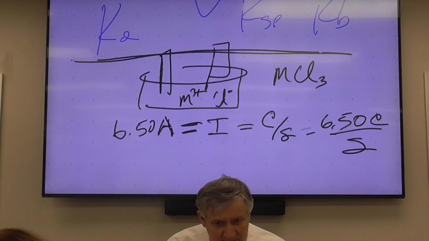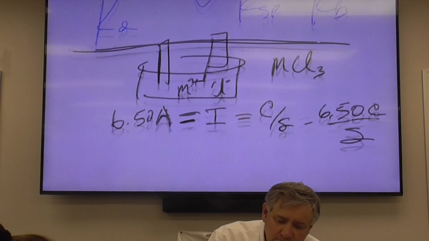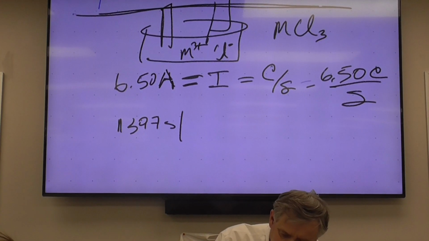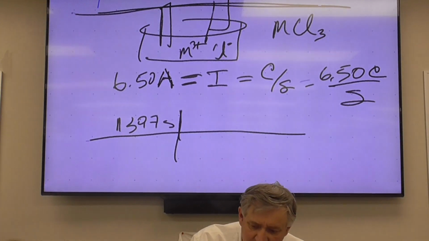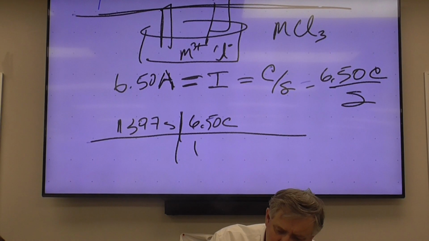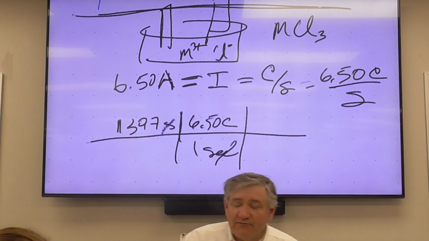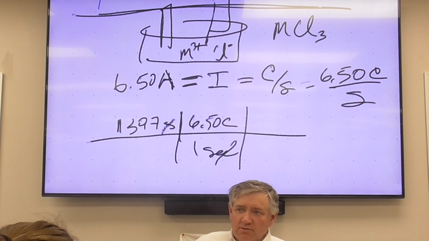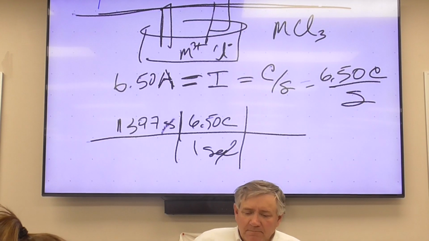Now, you're going to run this for 1,397 seconds. So part of this is, where do you even start? I'd start with the 1,397 seconds, okay? And the reason I'm going to start with that is because I know this is coulombs per second. Okay, cool. That's 6.5 coulombs per 1 second. Nice. Now, if I stop right now, if I do nothing else, what do I have? I have coulombs. Do I want coulombs? Coulombs gets me nowhere. Okay, it's a cool number, but it just doesn't get me anywhere.